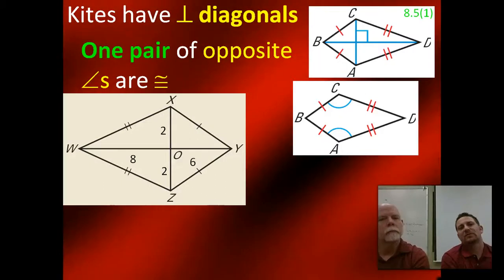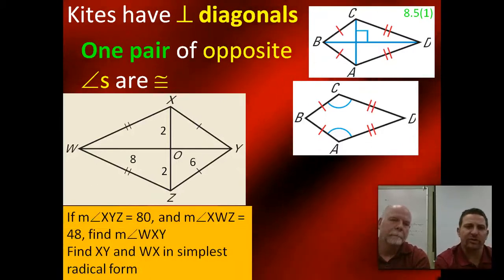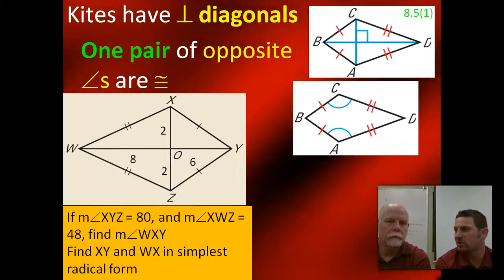Okay, so they give us this picture here, and now we're going to have to try to figure out a couple angles and a few sides here. Okay, guys? So they say if the measurement of XYZ is 80 and the measurement of XWZ is 48, find the measurement of WXY. So we want to find that angle up there on the top, when we've been given the angle on the left and the angle on the right. Now remember that WXY is exactly the same as WZY because those are the opposite angles that are congruent.